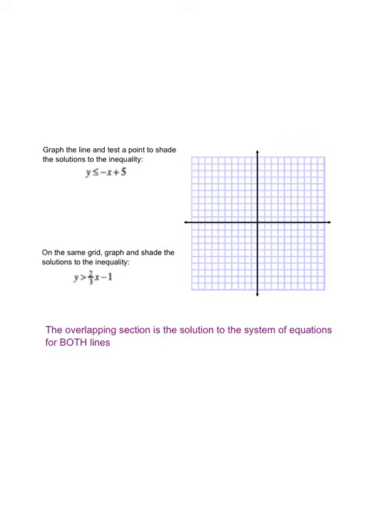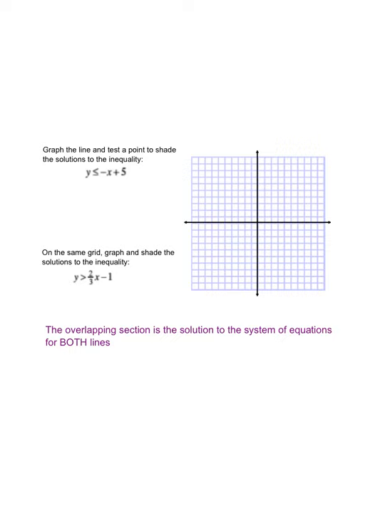We are going to graph two lines and do the shading for the true side of the inequality for both lines. And we're going to look for where the lines are overlapping. The overlapping section will be the solution to both lines at the same time, the region that we want.